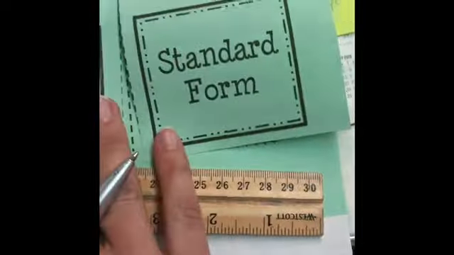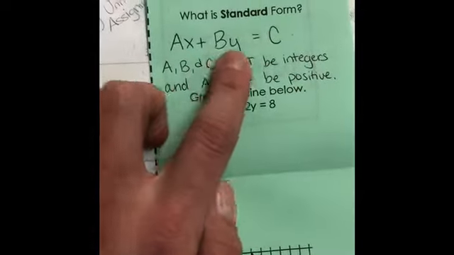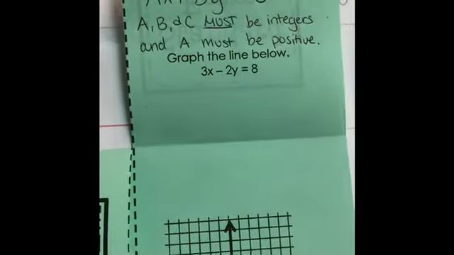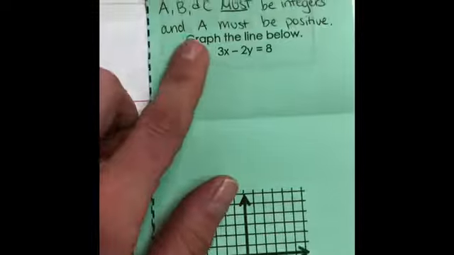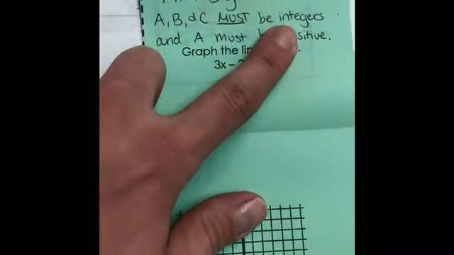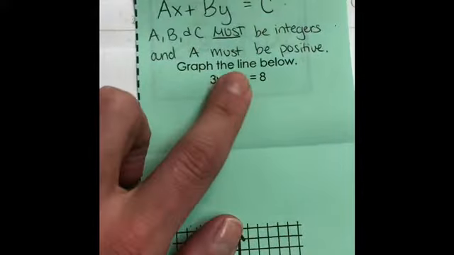Let's take a look now at standard form. Standard form is ax plus by equals c. Unfortunately, these a, b's, and c's don't really relate very well to our graph. There are some rules for them though. a, b, and c must be integers, or whole numbers, and a must be positive, okay?